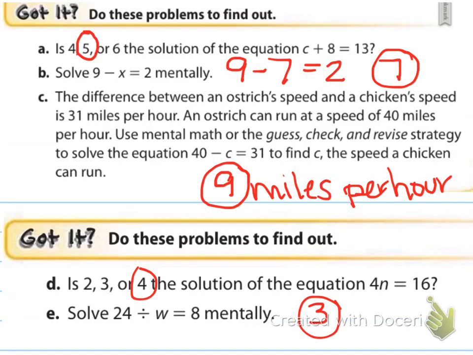All right, here are the answers to A, B, C, D, and E. A, the answer is 5, because 5 plus 8 is 13, and 13 equals 13. For B, it's 7, because 9 minus 7 equals 2. And for C, it's 9, because 40 minus 9 equals 31. For D, 4 times n equals 16 will be 4, because 4 times 4 is 16. And for E, 24 divided by 3 is what equals 8. So there are the answers.